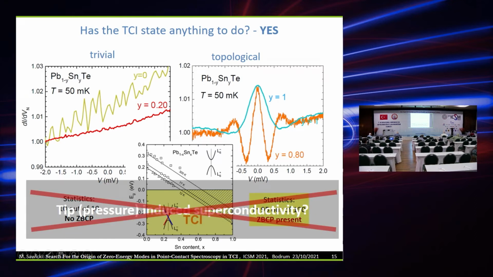Simultaneously, not observing any peak in the trivial case rules out tip or pressure-induced superconductivity. If we induced superconductivity here, we would also induce it over there. So we ruled out this possibility.